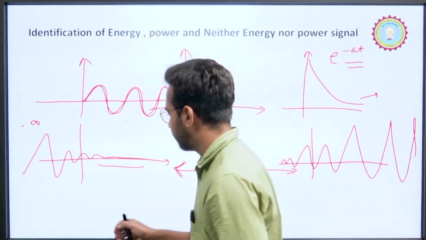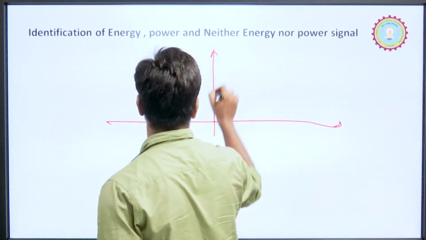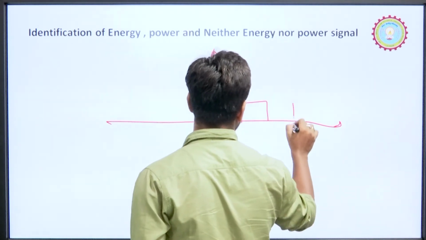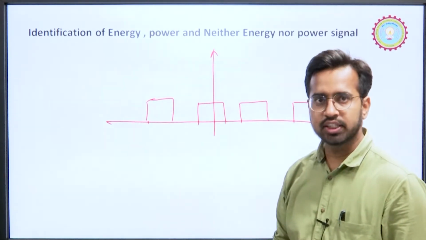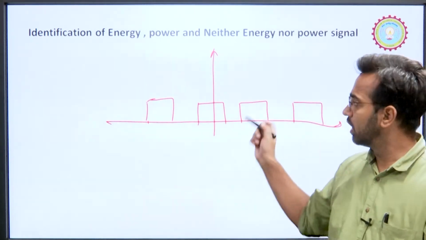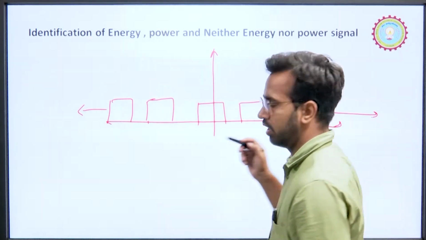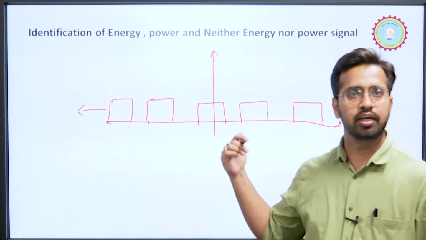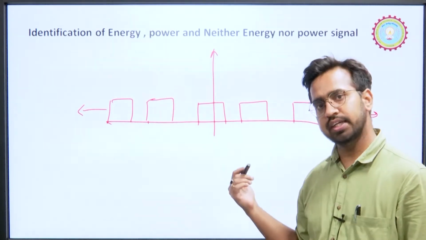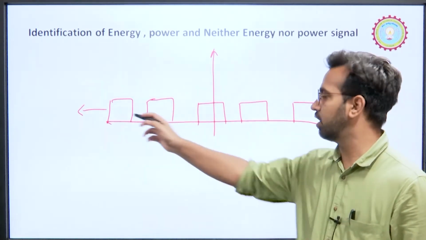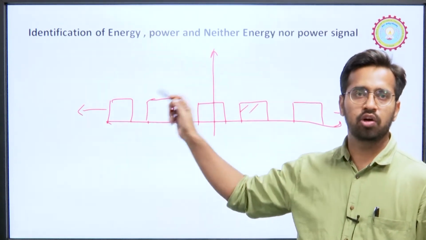See how, example of a power signal. Suppose you have a signal pulse like this. First check whether it is an energy signal. No. Why? Because the signal has infinite duration, but the magnitude is not decreasing. It has a finite magnitude, but the duration is from minus infinity to plus infinity, so it cannot be an energy signal.